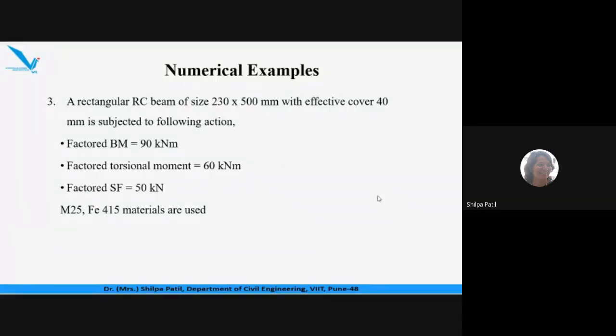A rectangular RC beam of size 250 by 500 mm with effective cover of 40 mm is subjected to the following actions. Factored bending moment 90 kilonewton meter, factored torsional moment 60 kilonewton meter, factored shear force 50 kilonewton. M25 and Fe415 materials are used. So note down this problem in your notebook and start the solution. It is a similar problem which we have solved on Monday. Only there is a small change.